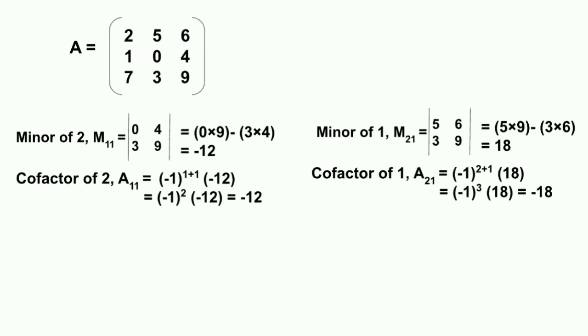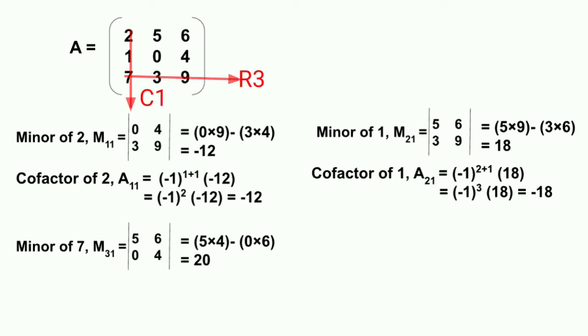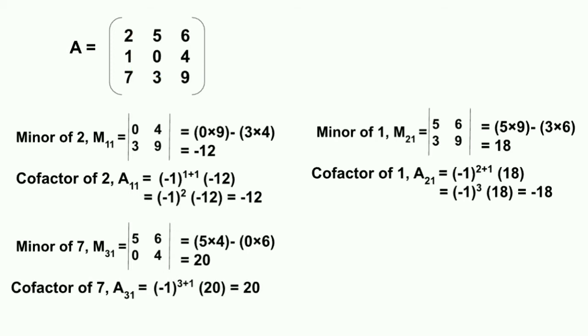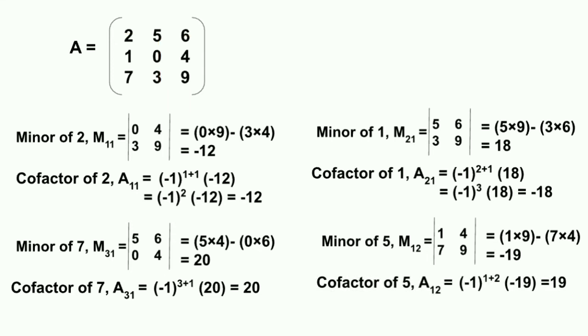To find the minor of 7, we have to neglect these elements. By taking the rest of the elements, we will get the minor as 20. This number belongs to the third row and the first column, so its cofactor will be 20. For 5, by neglecting these elements, we will get the minor as -19. Since this number belongs to the first row and second column, we will get an odd power of -1 and hence the cofactor of 5 is equal to 19.